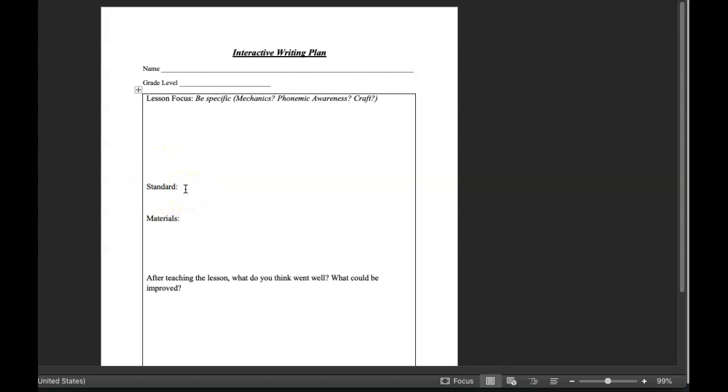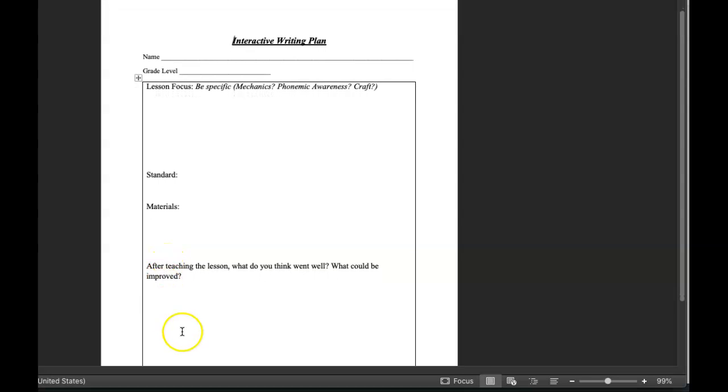If an administrator comes in during interactive writing, they're going to want to know what standard you are addressing in this lesson. Your materials need to be listed. After teaching the lesson, what do you think went well? And what do you think could be improved?